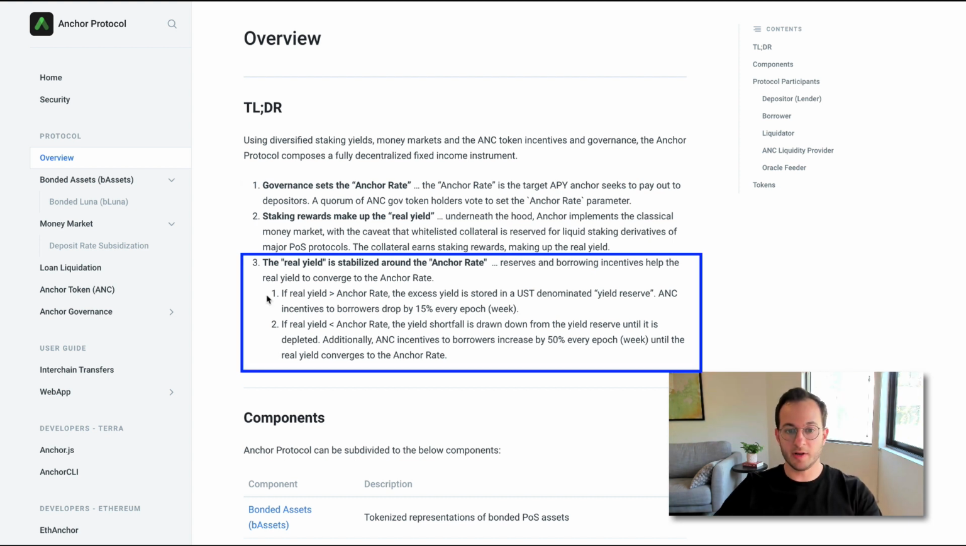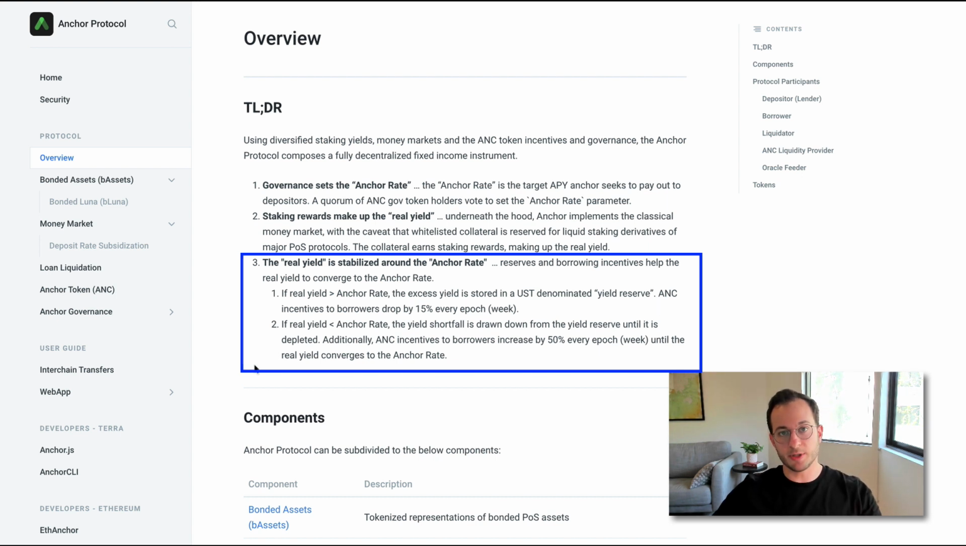So as you can see here, if the real yield is above the Anchor rate, which is again set at 20%, the excess yield is stored in UST, which is a stablecoin, and denominated as yield reserve. In addition, Anchor has its own token called the ANC token, and if the actual rate of return is higher than that set 20% rate, the protocol will actually lower ANC incentives to borrowers by about 15% each week. So all of this will help push the return down to 20% if it's currently higher than that.